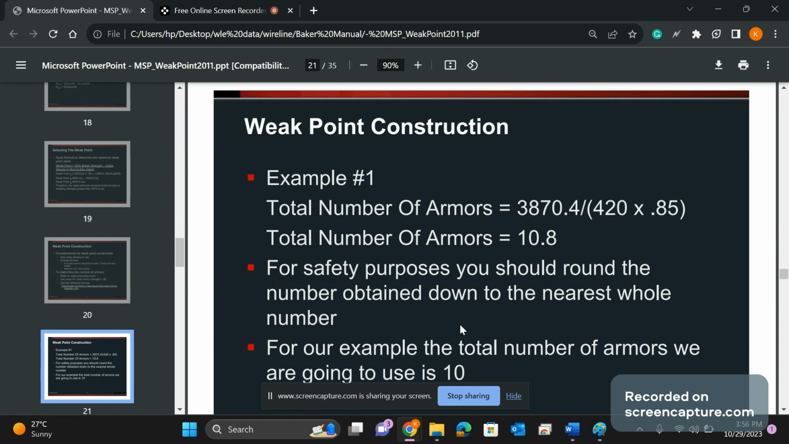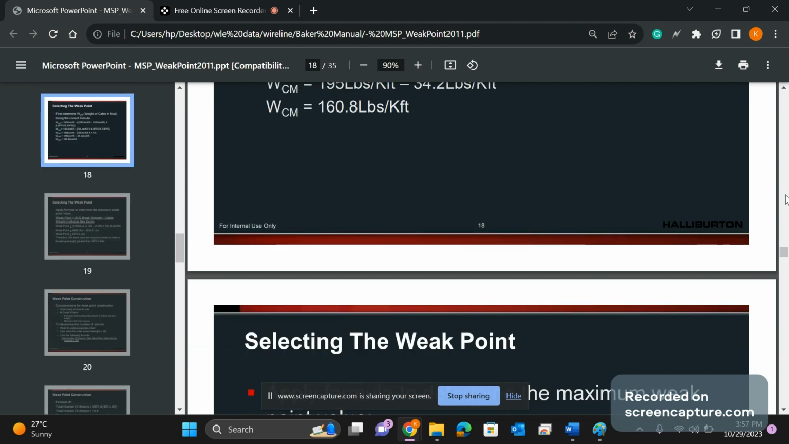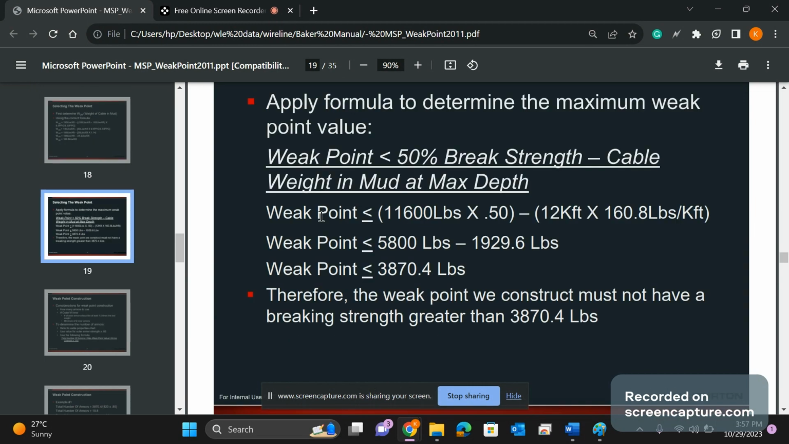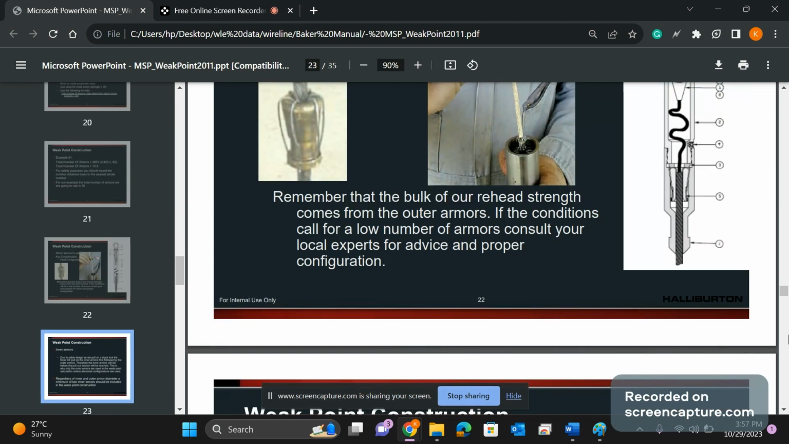So the total number of armors is 10.8, and we will round off to the nearest number of armors. We have two options, 10 or 11. If we take 10.8 and put it into the total number of armors and multiply, that number would come out greater. And from the previous slide, we know that the weak point rating should not be greater than this number. If we put 10 or 11, then this number will come out greater than this, which will violate it. So we will make it inner armors.